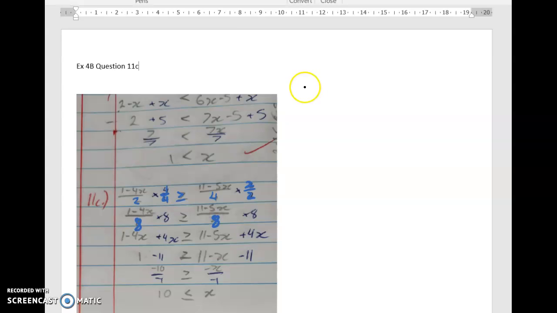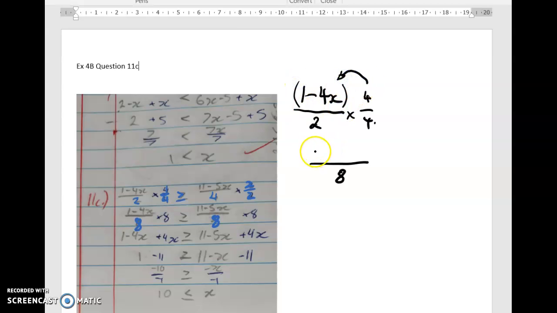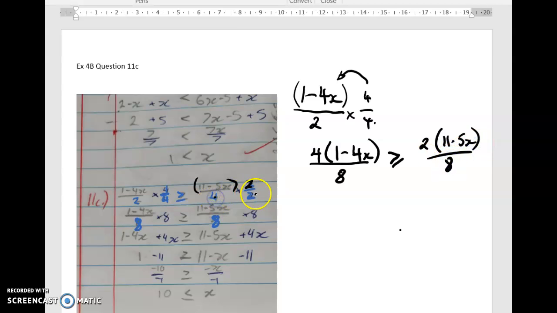We have 1 minus 4x over, he's gone 4 over 4, and he's done the correct thing. He's multiplied the 2 by 4 to get a common denominator of 8. And can you see what he's forgotten to do? He's forgotten to multiply that expression by 4. So that should have been 4 brackets, 1 minus 4x. Got the greater than or equal sign. And on this side, again, you forgot to multiply the top expression by 2. Remember, 4 times 2 is 8.